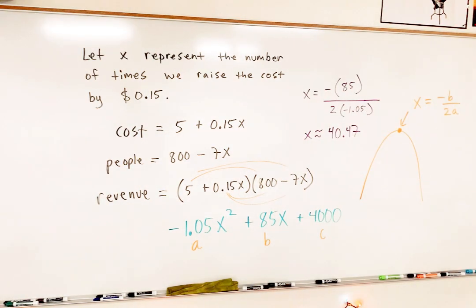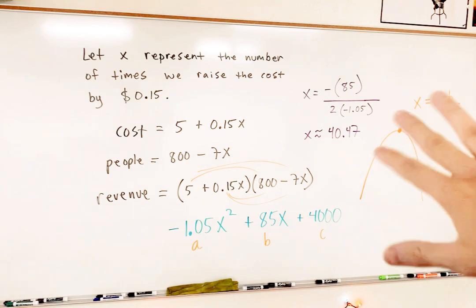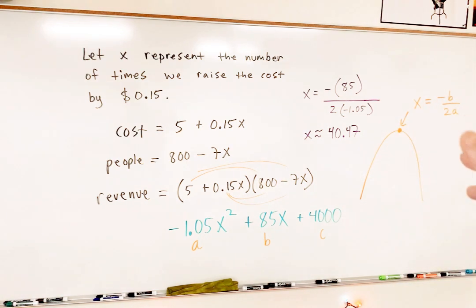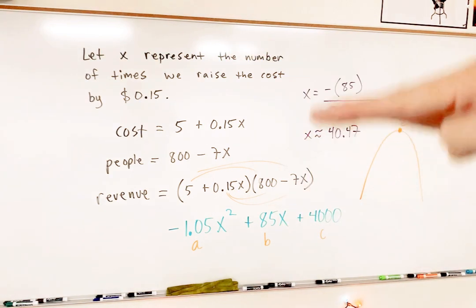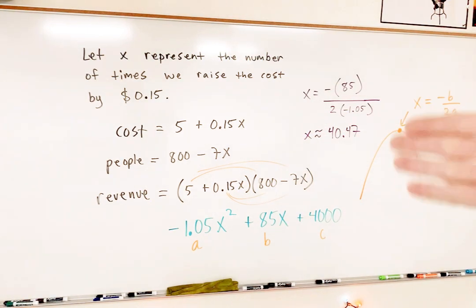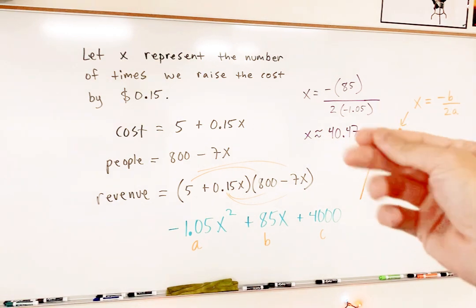So for my example, negative b over 2a gave me about 40.47 for x. And x represented how many times we raise the cost. So we're supposed to raise the cost about 40 times in order for us to make the most money.